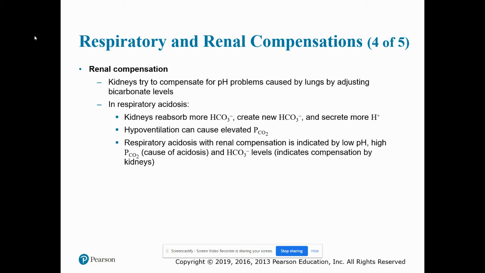We move into renal compensation. So kidneys attempt to compensate for pH problems that are caused by the lungs by adjusting bicarbonate levels. In respiratory acidosis, the kidneys reabsorb more bicarbonate, create new bicarbonate, and secrete more hydrogen ions. Hypoventilation can cause elevated PCO2. Respiratory acidosis with renal compensation is indicated by low pH, high PCO2, and high bicarbonate levels. And the high bicarbonate levels indicate the compensation by the kidneys.